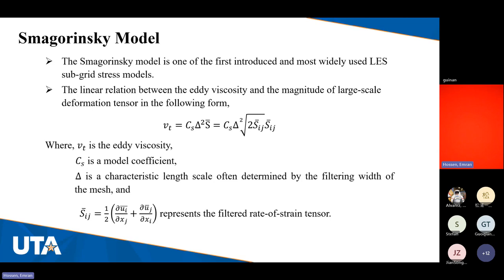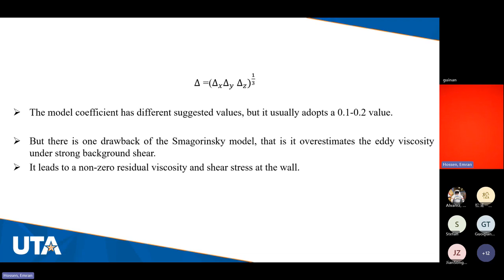And S_ij bar represents the filtered rate of strain tensor. We also express delta, the length scale, as the product of the three directions to the power 1/3. The model coefficient has different suggested values, but it usually adopts a value of 0.1 to 0.2. In the Smagorinsky model, there is one drawback: it overestimates the eddy viscosity under strong background shear, so it leads to a non-zero residual viscosity and shear stress at the wall.